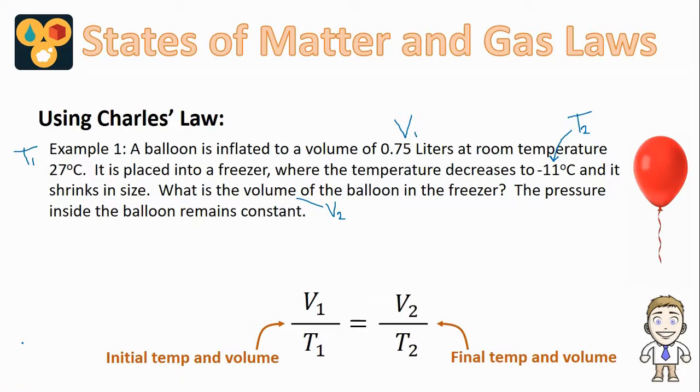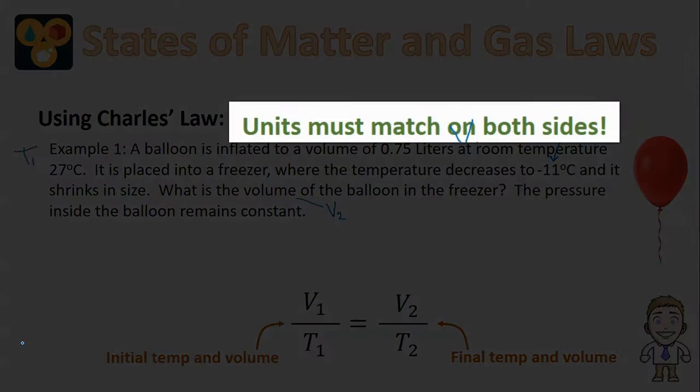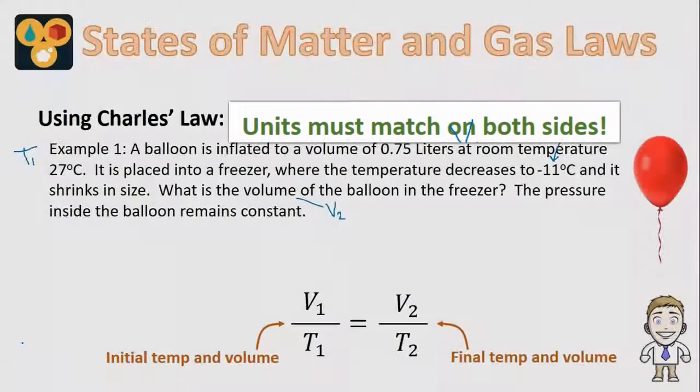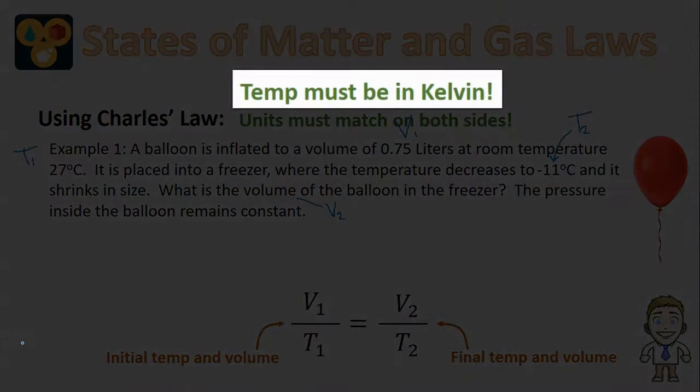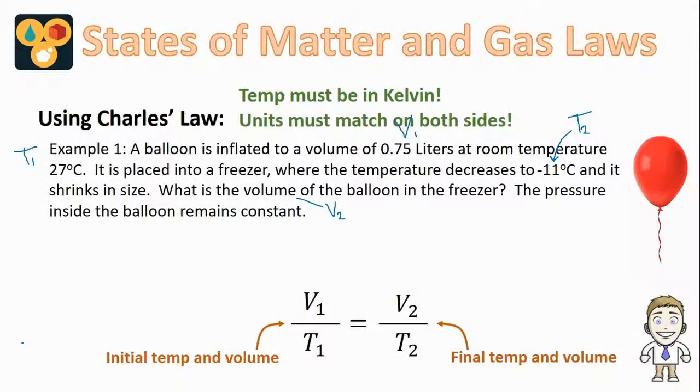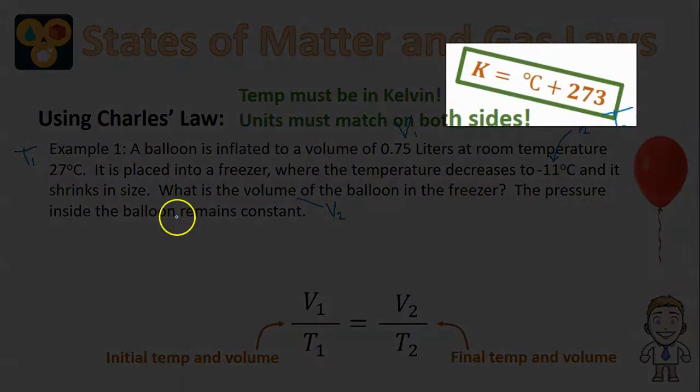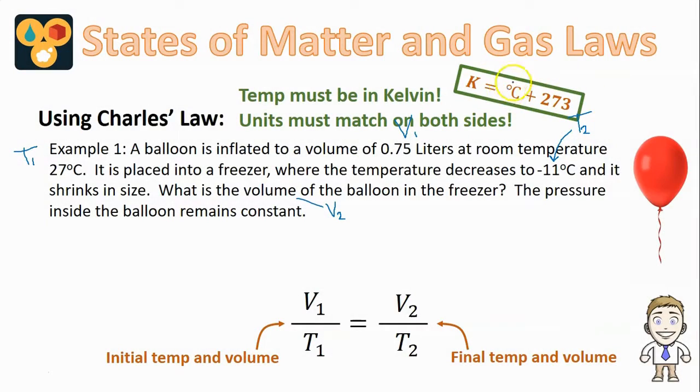Now before we plug these in and do any math here, there's two important statements we need to be aware of. The first is that just like with our last gas law, you can use whatever units you want as long as they match on both sides, with one exception. In Charles' Law, the temperature that you have to plug in must be in Kelvin. So in this question, notice I'm given temperatures in Celsius, 27 and -11. I can't use those. I have to first change the Celsius temperature into Kelvin with this equation right here.